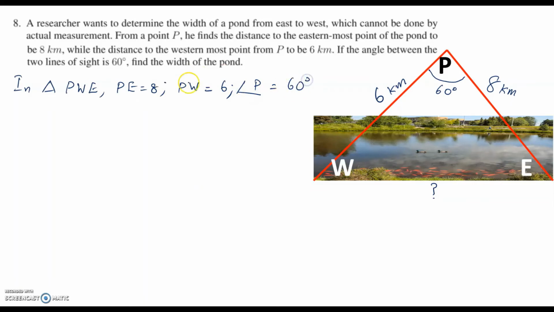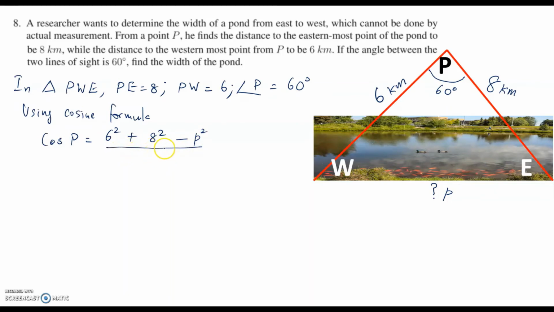Therefore, using the cosine formula, cos P is equal to 6 squared plus 8 squared minus the length here, WE, let's call that small p, so small p squared, divided by 2 times 6 into 8.